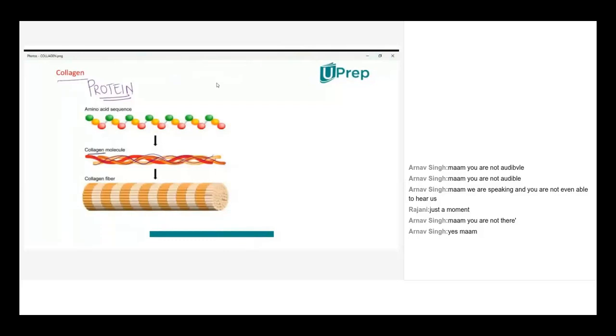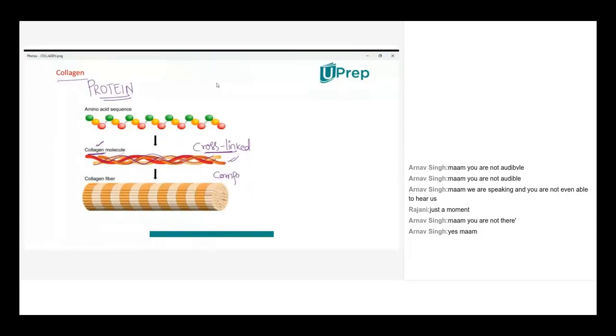Okay, a fiber spelling can be written like this or can be written like this. No problem, both are correct only. Okay, don't worry about the spelling over here. So when the collagen molecules cross-link with each other, they'll form a compact structure called collagen fiber. Here collagen molecules are interlinked with each other. That's why we are calling it collagen fiber.